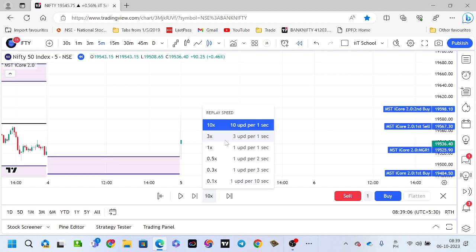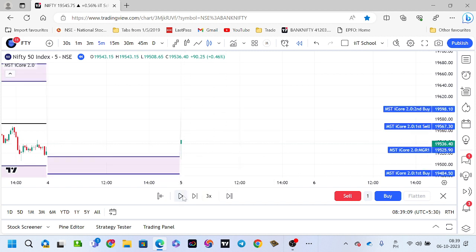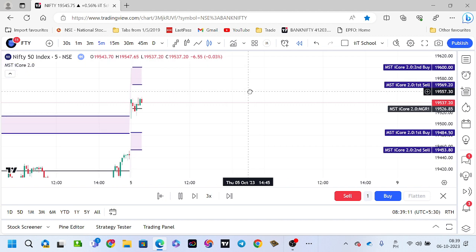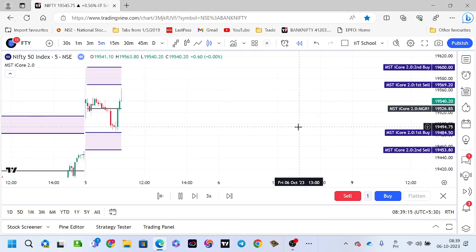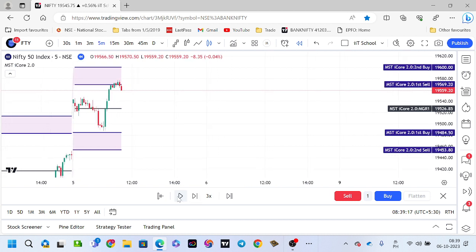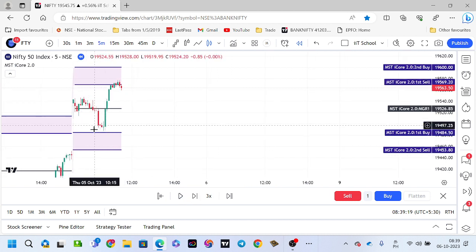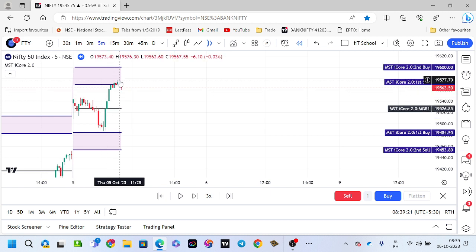I will reduce the speed size to 3 times. Now the market has just opened. We got the lines 19,484 and 19,569 entry. See here, from the buy zone perfectly we got one bullish R3C and all the targets hit.